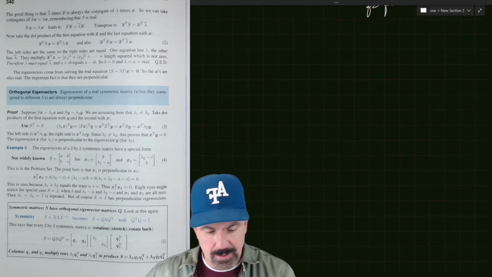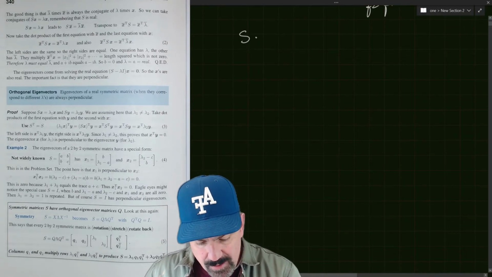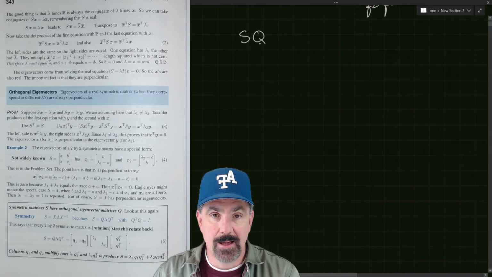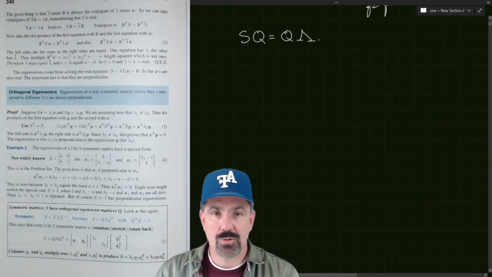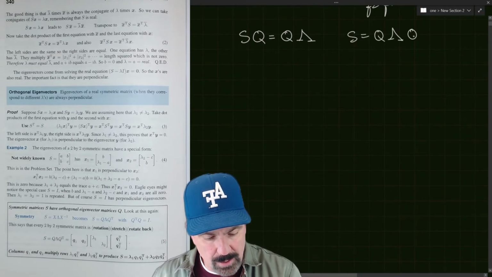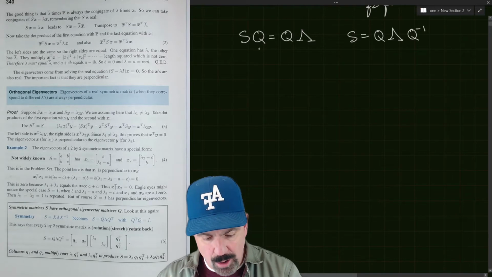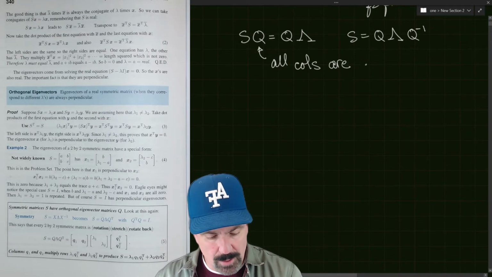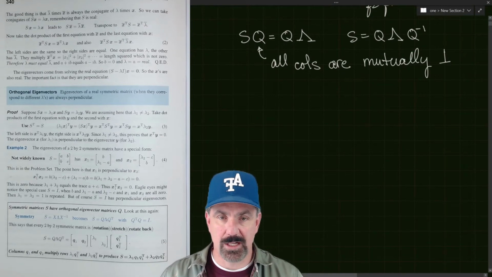The result of the previous items then is actually quite significant. What we end up with is we have the eigenvalue matrix and the eigenvector matrix Q, the matrix whose columns are the eigenvectors, is equal to Q times lambda. And if I apply Q inverse, S is equal to Q lambda Q inverse. But it turns out that if the columns are all perpendicular, so all columns are mutually perpendicular, so as long as they're not the same column, then they're perpendicular to one another.